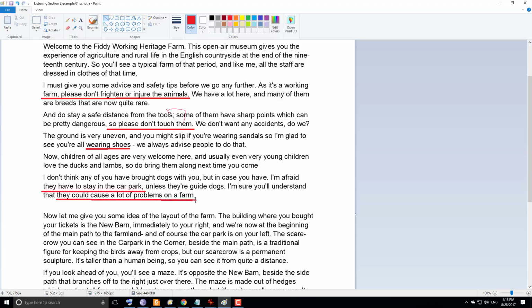So, not a lot of difficult language, but the answer is not as direct as the answers in the first three questions were. So again, the referencing here, they and they, what does that refer to? Of course, it refers to the dogs here.